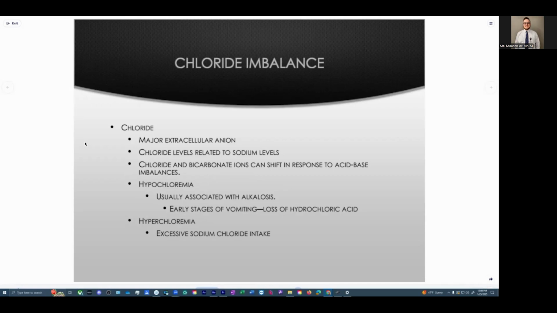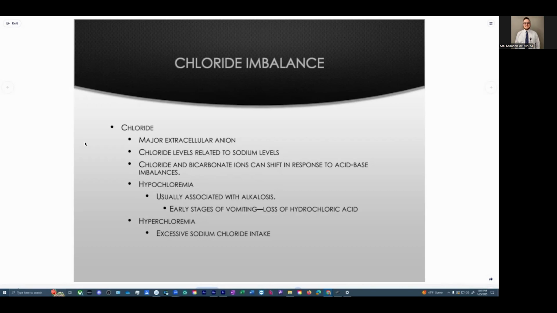Last one to highlight, chloride. It's in the outside of the cells mostly. Chloride and sodium kind of follow each other. Chloride and phosphate are important for helping us fight acid base imbalances.